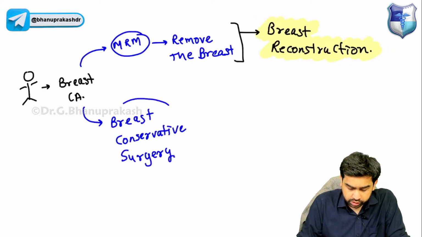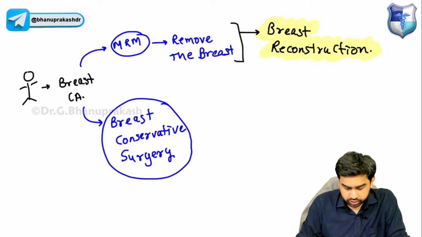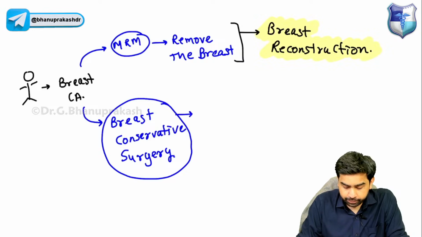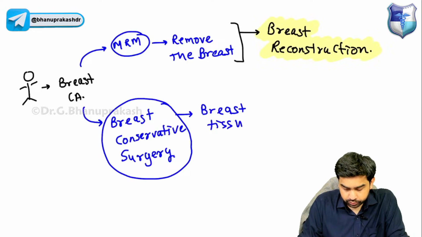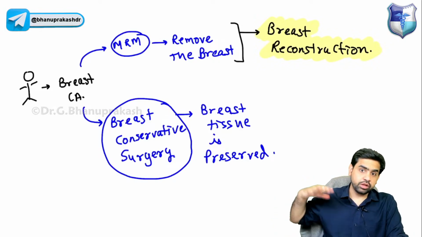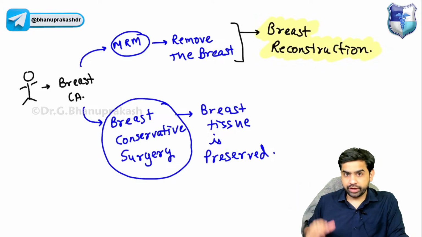So what are we doing in this breast conservative surgery? I'll tell you what are the things which you basically do, but the end game is that the breast tissue is preserved. Whatever breast tissue the patient has, the original breast tissue of the patient is preserved. Are you understanding my point?